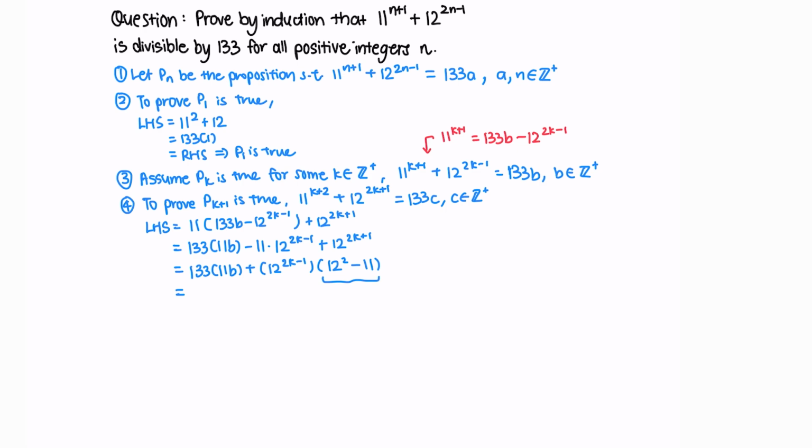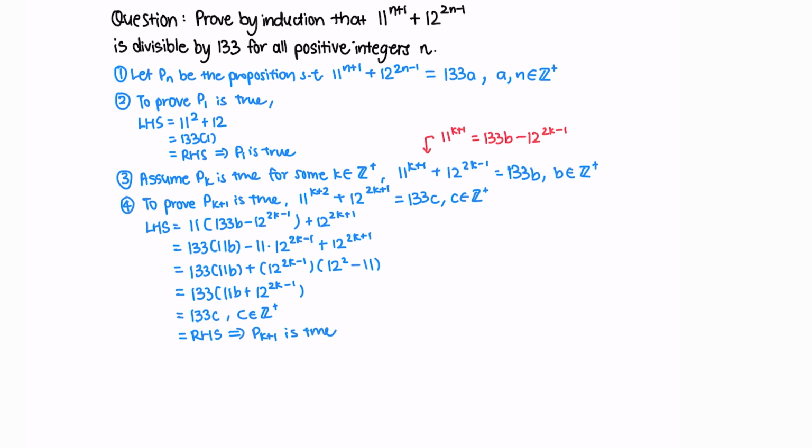And would you look at that, this is actually just 133. So I can take out 133 times 11b plus 12 to the power of 2k minus 1. And we are sure that this is always a positive integer, because first of all, 11b is a positive integer. 12 to the power of 2k minus 1, since k is always a positive integer, this will be 12 to the power of some positive integer. So we are sure that this is equal to 133c, where c is a positive integer. Again, this is equal to the right hand side, which proves that Pk plus 1 is true.